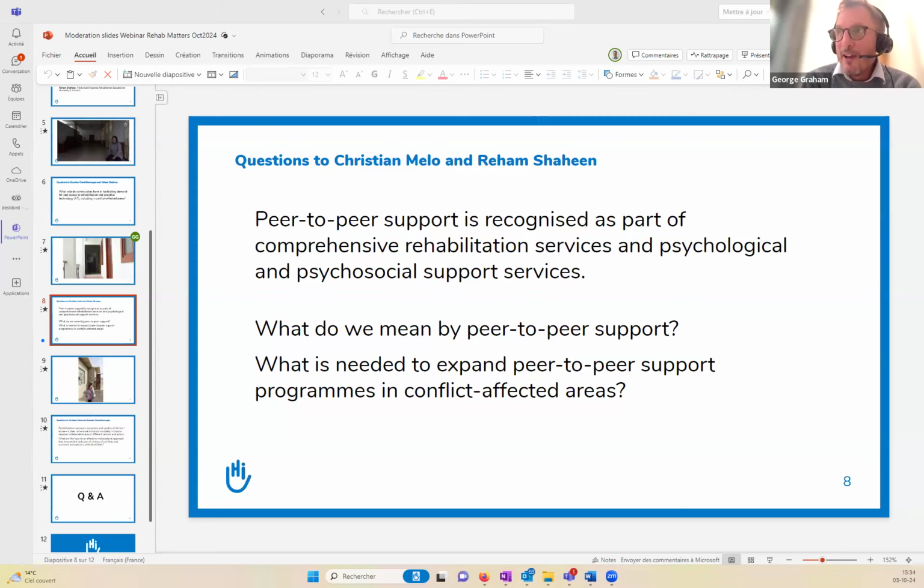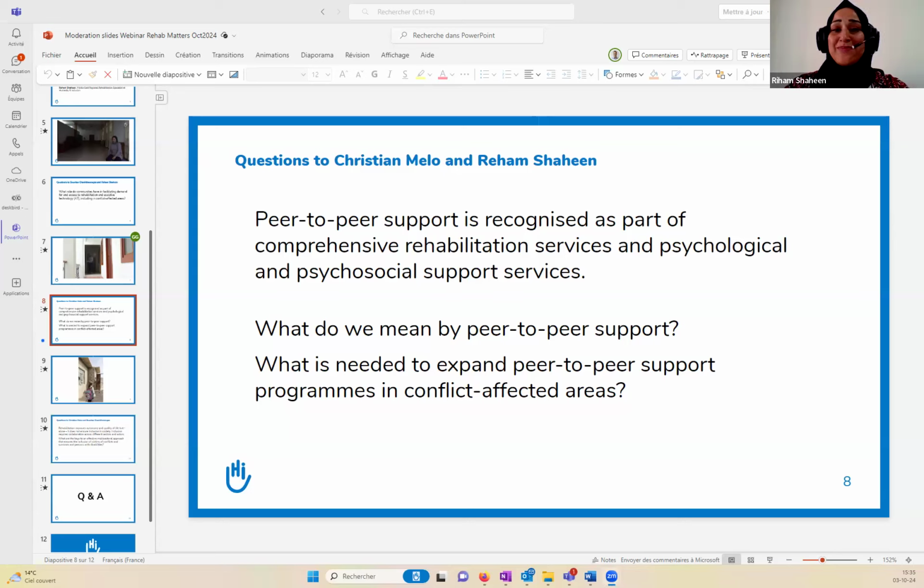That was a brilliant description of how it works, and also of how big a difference it can make for people who need that support. I'm wondering if Christian can hear us. He seems to be connected. Christian, are you there? Okay, I think he may be connected, but not connected. We will continue. Reham, sorry to go back to you again, but you've explained to us really nicely what we mean by peer-to-peer support and how it can make a difference. But we'd also like to know what is needed to expand peer-to-peer support, especially in conflict-affected areas.